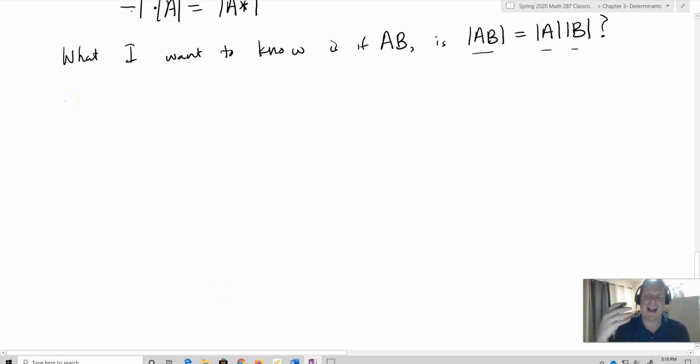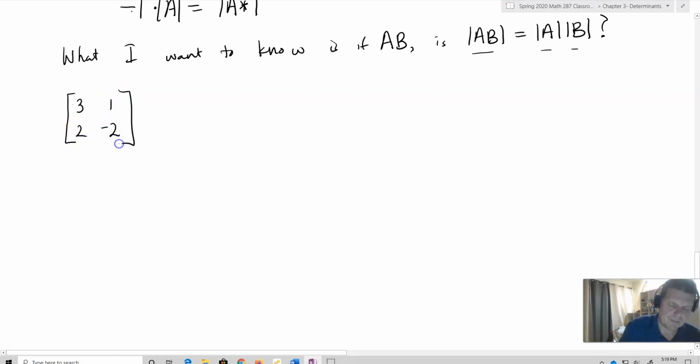Again, this is the kind of thing that I'm not going to go in and prove, but we're going to at least convince ourselves that it's going to happen. So let's take, for example, the matrix 3, 1, 2, negative 2, and we'll multiply it by that original matrix that we had, 1, negative 1, 3, 2.